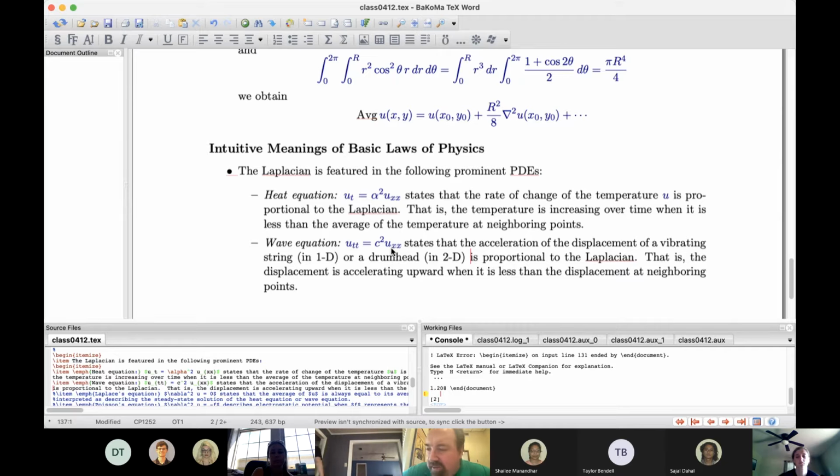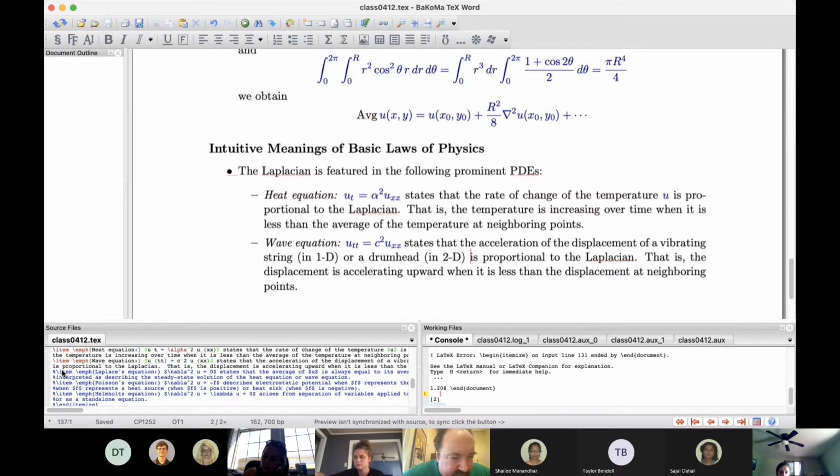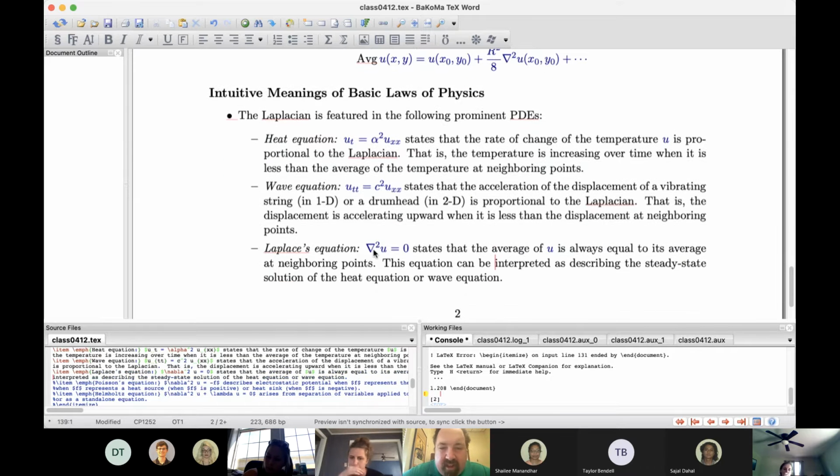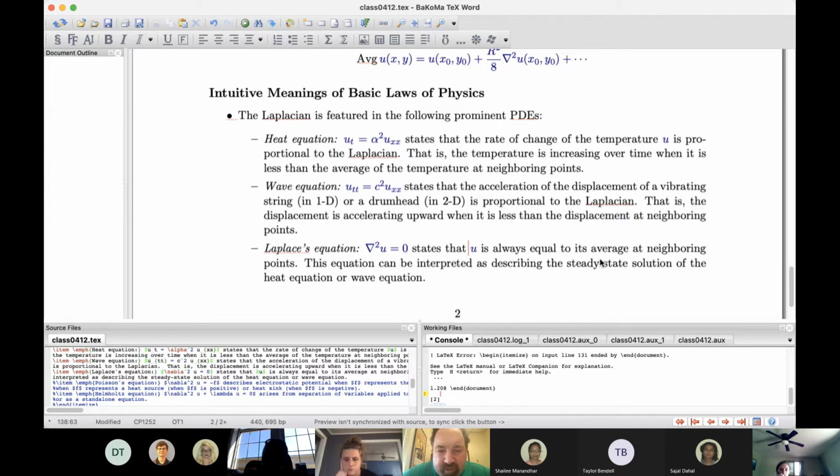Wave equation also features a Laplacian in however many dimensions you have. If the displacement is less than the displacement at neighboring points, then you're going to have a greater acceleration up. Then just plain old Laplace's equation, which will be a focus of these last few lessons, that's just Laplacian equals 0. That says the average is always equal. Okay, this is not stated correctly. That U is always equal to its average at neighboring points.